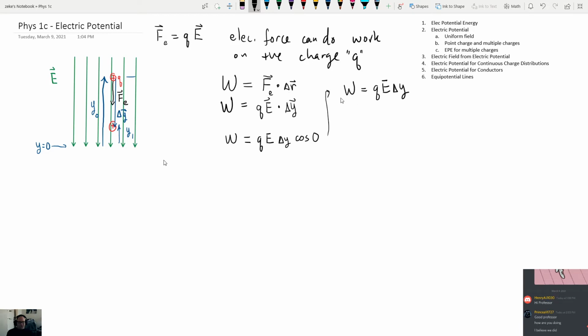So that's our definition of what the work is. And our goal here is to basically use this to get some information about the change in potential energy. So we use the symbol U to represent potential energy. So the delta here means this mathematical expression says change in potential energy.